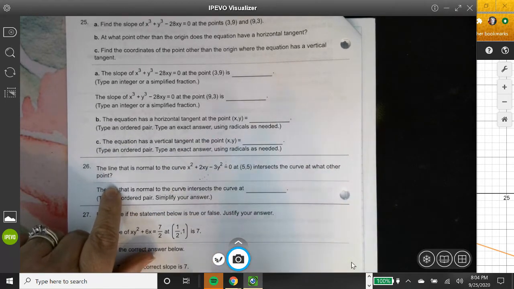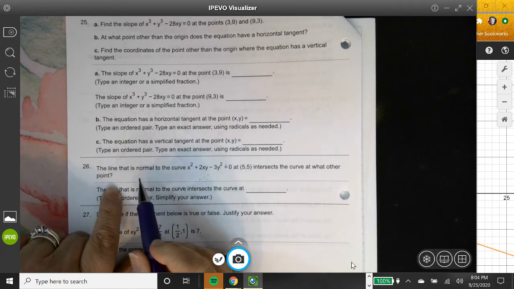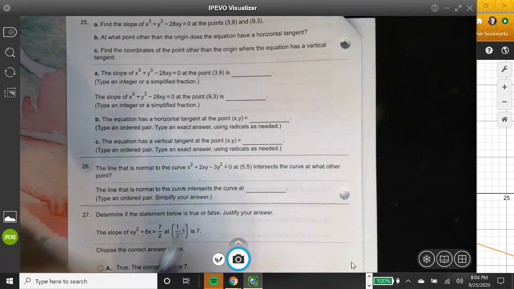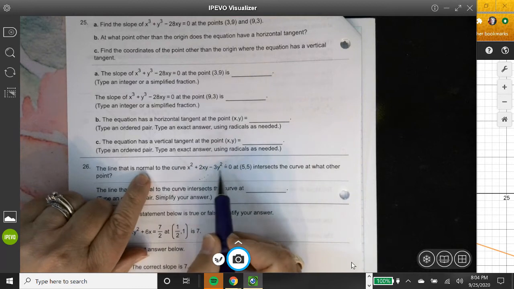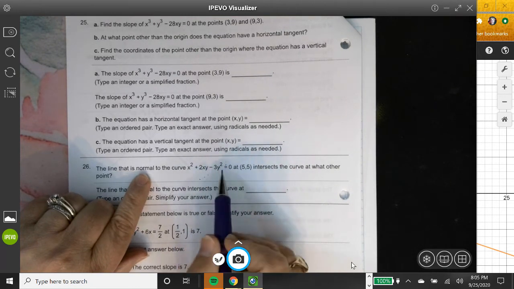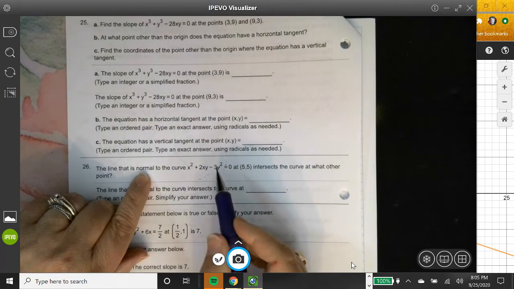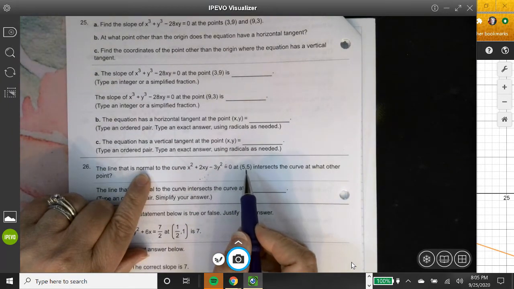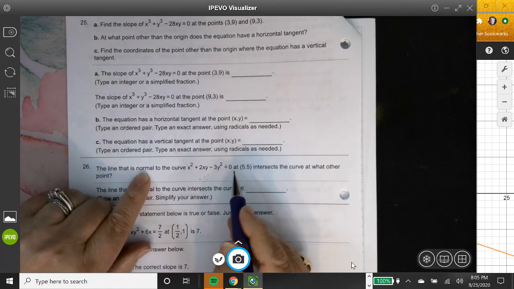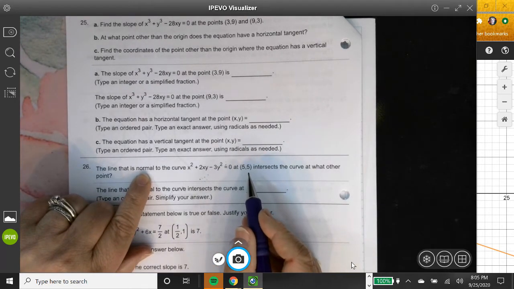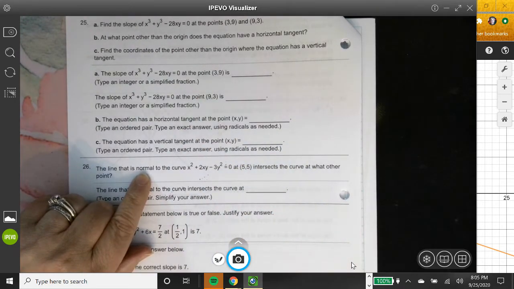So this is asking, where does the line, not the tangent line, but the normal line to this curve at (5, 5), hit this curve at a different point than the point of tangency, the point where the normal starts? So the first thing I have to do is find the normal line, okay?